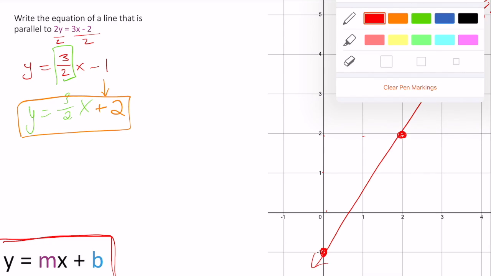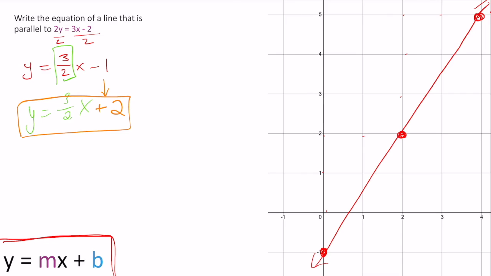Okay? And then we'll go back to the green. And then, so the line that we just picked was 3 over 2x plus 2. So we're starting at 2, right? And then 1, 2, 3 over 2. And watch if I connect those. Sure enough, those are parallel.